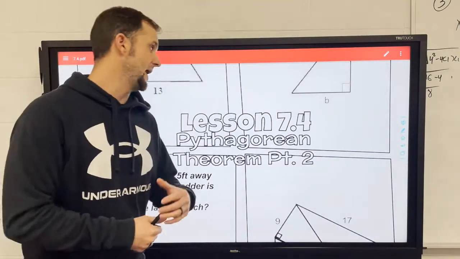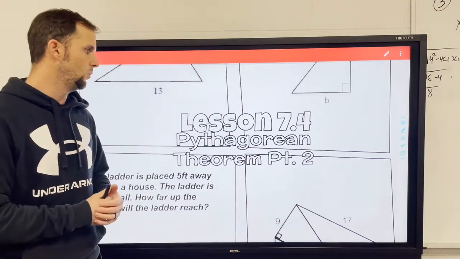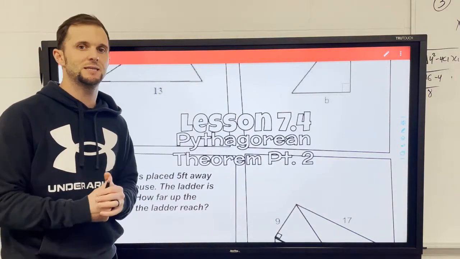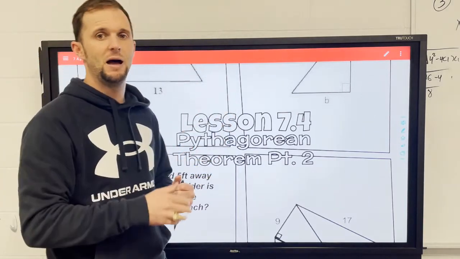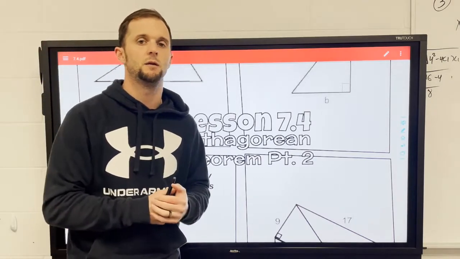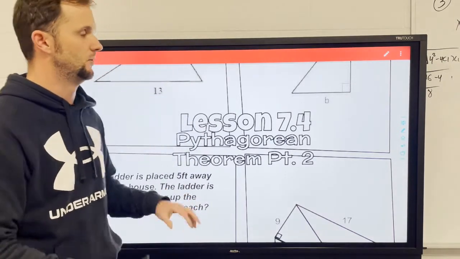Guys, today we're moving on to 7.4, which is the second part of our Pythagorean theorem lesson. In the previous lesson, you learned how to find the hypotenuse, and now you're going to be learning how to find one of the legs using the Pythagorean theorem. So let's get into it.